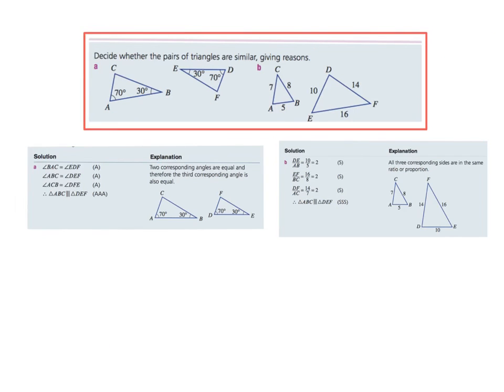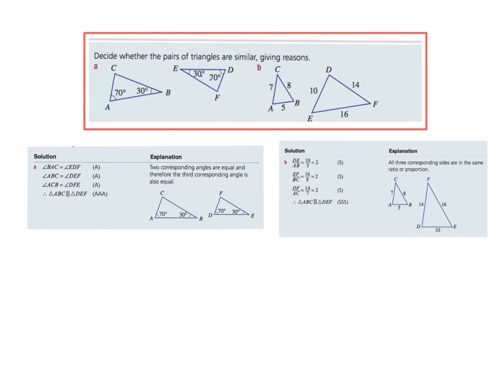On the next page, we've got a couple of questions here. But I've put the solutions there for you because you get to take your reference book into the test. So if you get stuck, follow this example. It said decide whether these pairs of triangles are similar, giving reasons. So let's have a look at these 2.